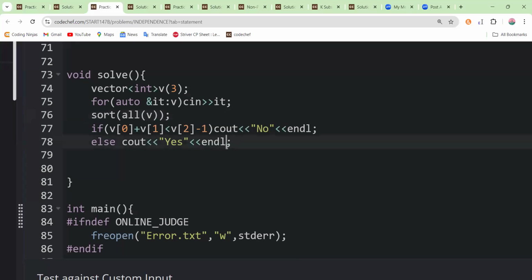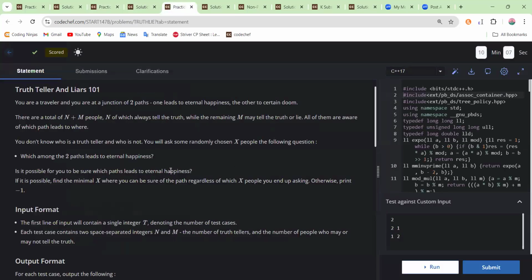All clear, guys? This type of arrangement logic is enough. All clear. Okay. So let's move on to the next question.